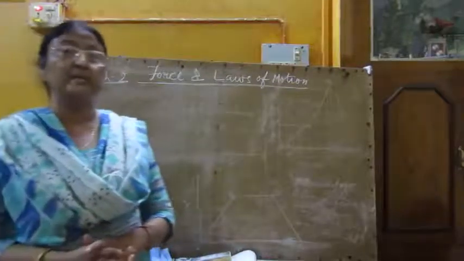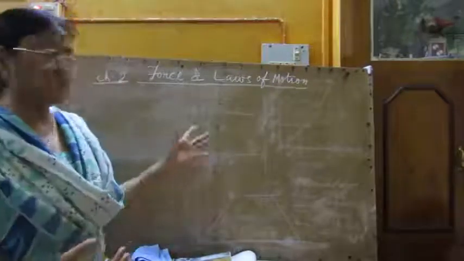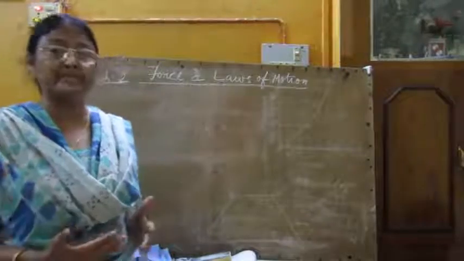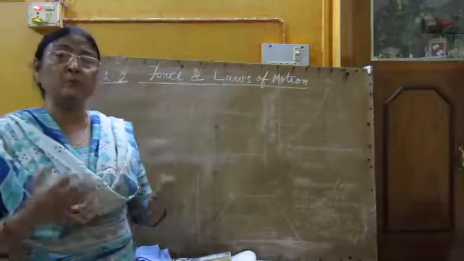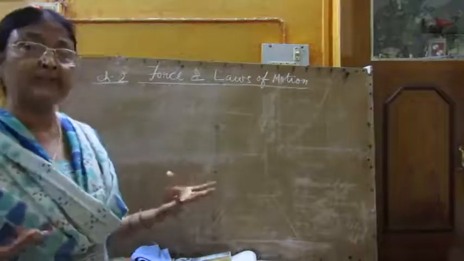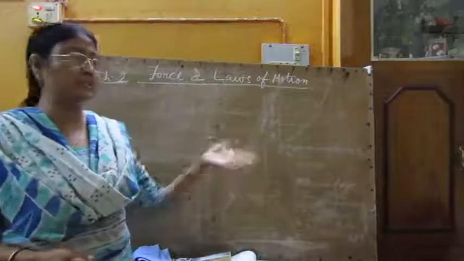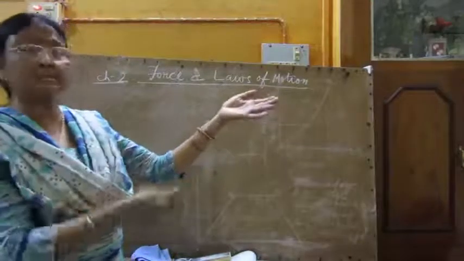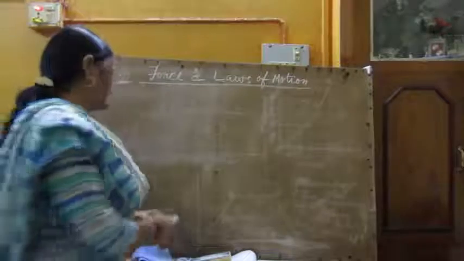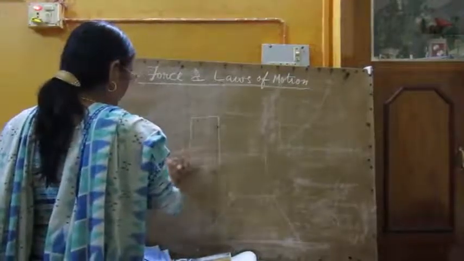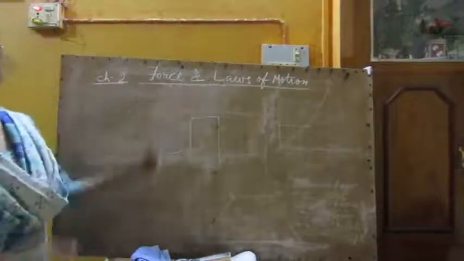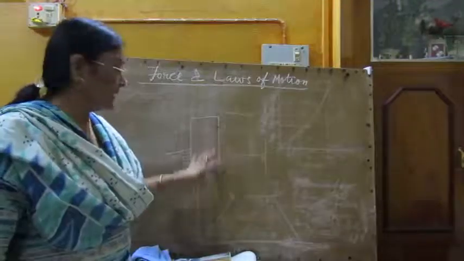The next example is removal of dust from a carpet. Normally, many of you have carpets at home. It is not possible to wash the carpet every day, so what we normally do is hold the carpet and beat it with a stick. And why do we beat it? To remove the dust.